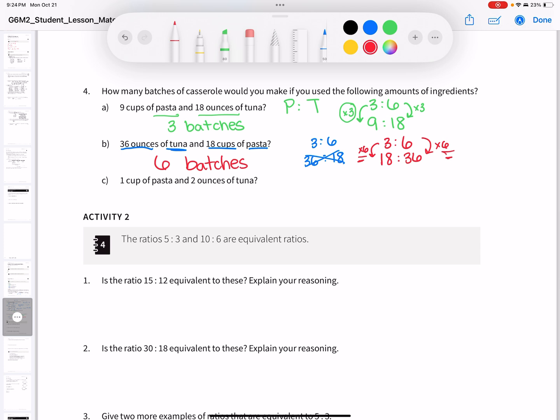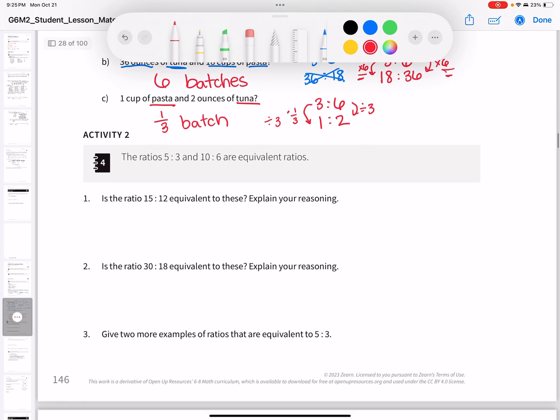1 cup of pasta, so pasta is first, and 2 ounces of tuna. So we have 3 to 6. We need to get down to 1 to 2. Well, how do I get from 3 to 1? I can multiply by 1/3, or I can divide by 3. Now, let's check the other side. Is 6 divided by 3 2? Yes, it is. So we get a 1/3 batch of this pasta salad or pasta bake, whatever it is.